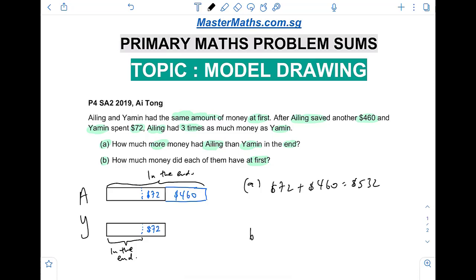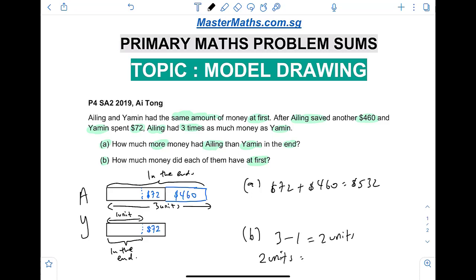Now, for part B, how much money did each of them have at first? To do this, we need to understand that in the end, Aileen had 3 times as much as Yamin, which means that this section right here will be 3 units, and this section right here will just be 1 unit, which means the difference between 3 and 1, 3 minus 1, is 2 units.